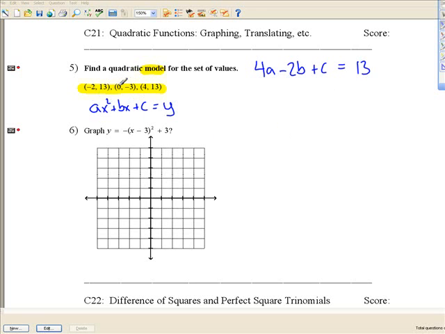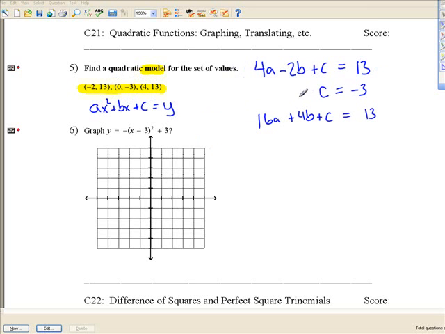0 goes in for x, and that zeroes out these first two terms. I have c is equal to the y value, which is negative 3. So this one doesn't give me a whole lot for an equation, but it does give me important information. And finally, the last point, put 4 in for x. 4 squared is 16, so I have a 16a. 4 times b, 4b, plus c is equal to 13.